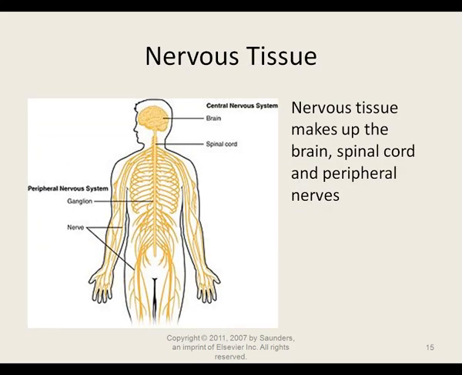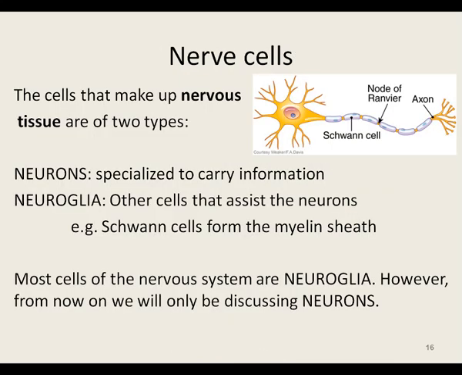Okay, last but not least, we have nervous tissue. Nervous tissue makes up the brain, spinal cord, and the peripheral nerves. As you can see, all of this is made up of nervous tissue. So take a minute to soak that in. The cells that make up nervous tissue are of two types. You have your neurons, and in the upper right there is a diagram of a neuron. Neurons are specialized to carry information.